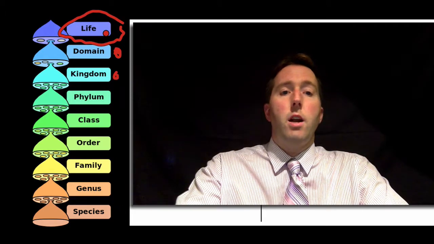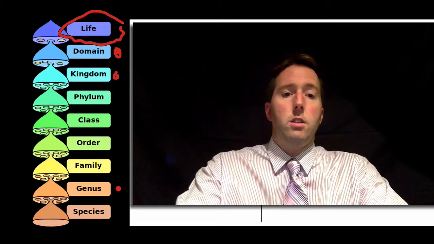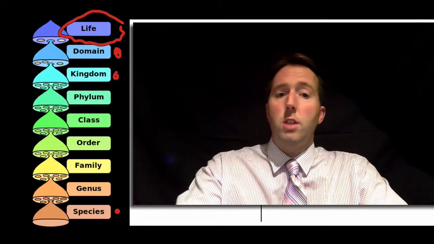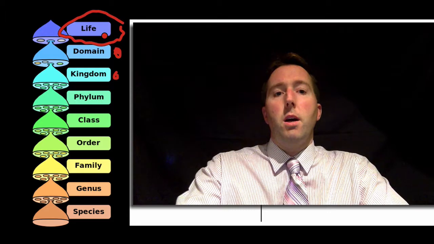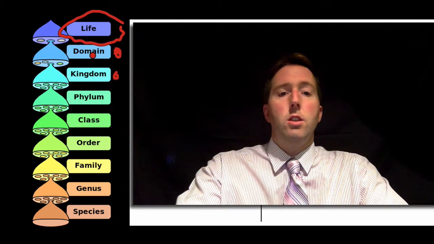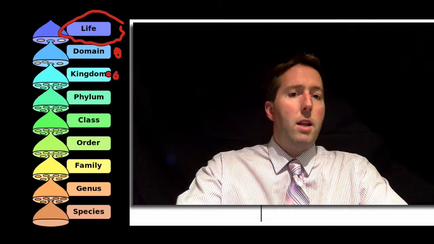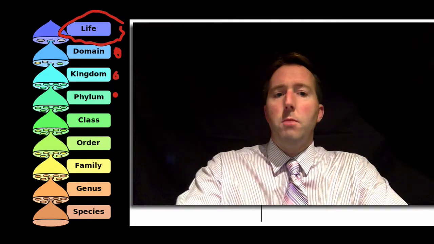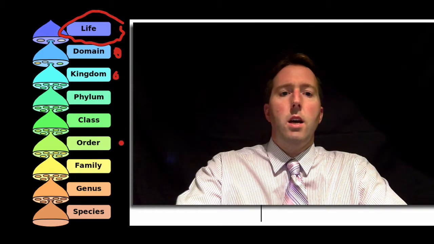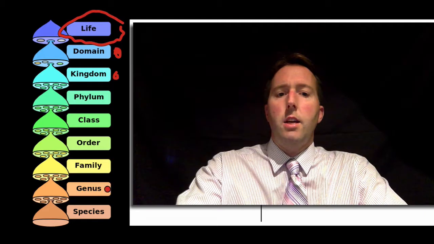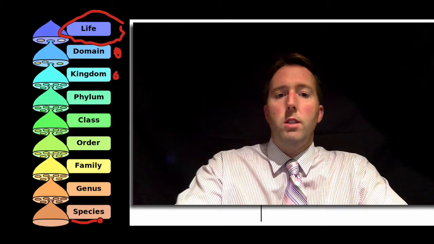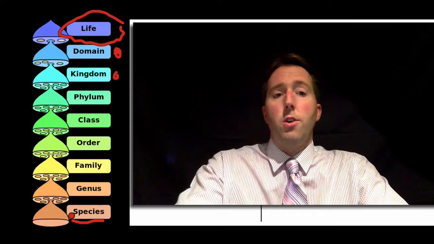And to give you a bit of an idea, I'm a genus Homo, and my species is Homo sapiens. So I'm life, my domain is eukaryotic, my kingdom is Animalia, my phylum is Chordata, my class is Mammalia, I think I'm a primate, and it goes down here to Homo sapiens. So this is how we classify all living things on Earth.